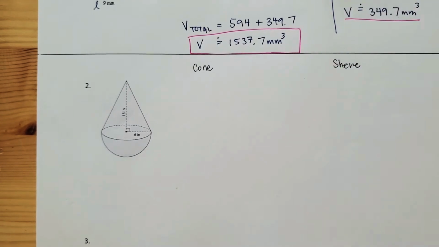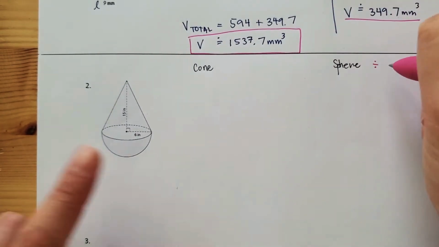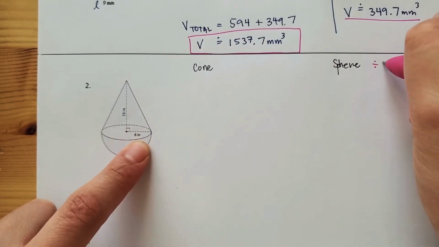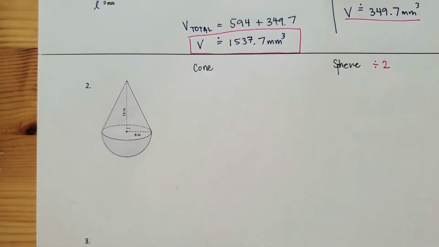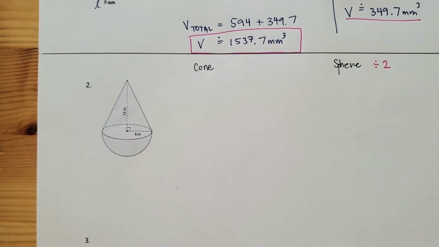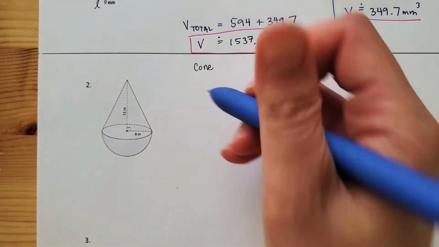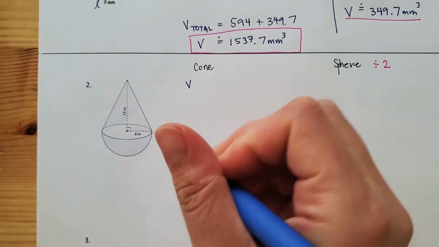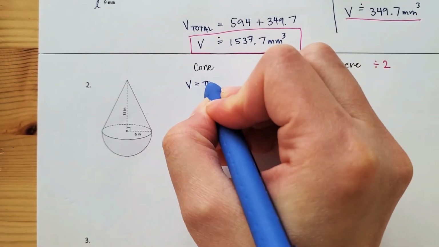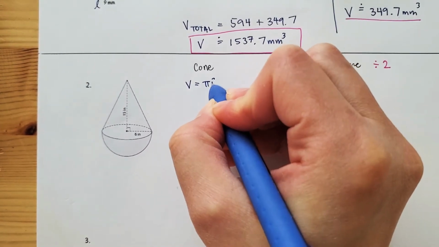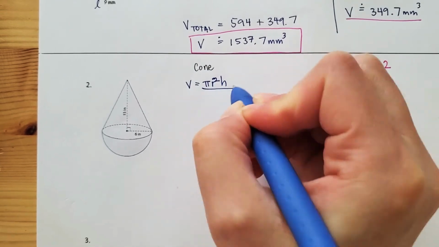So if you look at the sphere, it's like half a circle, right? Or half a sphere. So it's divided by 2. So let's do the cone first. So the formula for volume of a cone is pi times radius squared times height divided by 3.